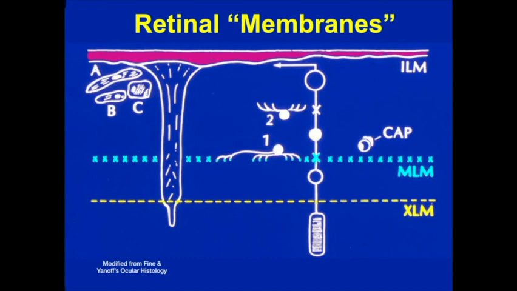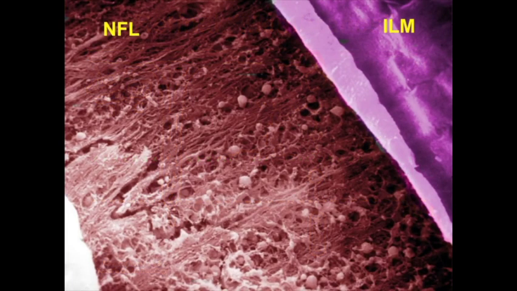The external limiting membrane is not a true basement membrane. It is composed of intercellular connections called adherent junctions or zonuli adherentes that join adjacent photoreceptors and Mueller cells. In this scanning electron micrograph, the ILM has been peeled back, disclosing the retinal nerve fiber layer.